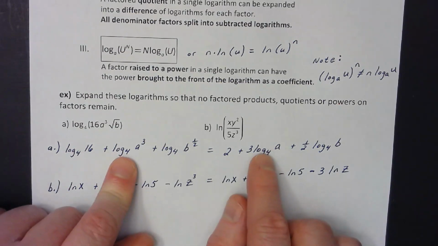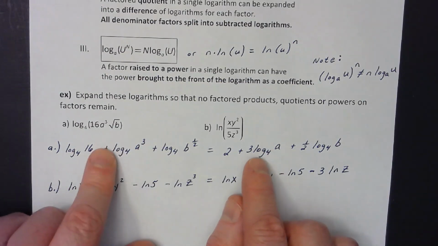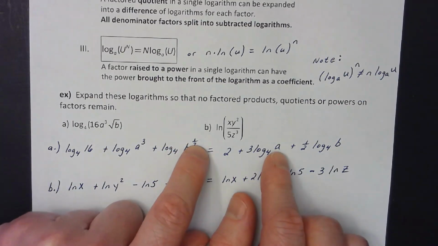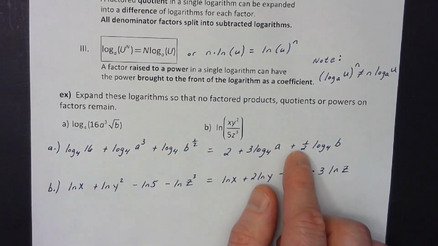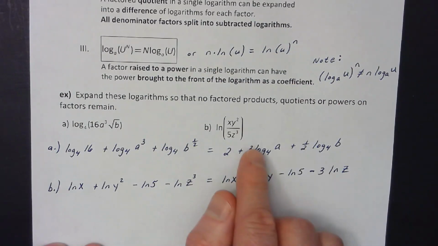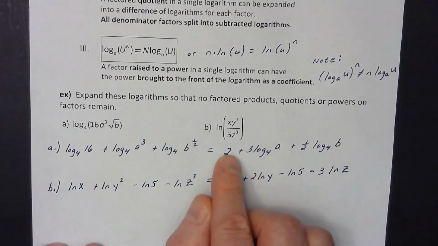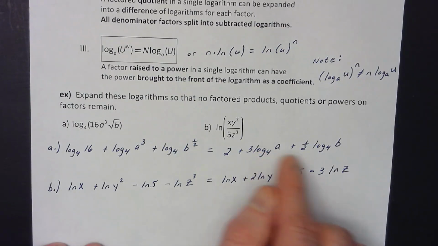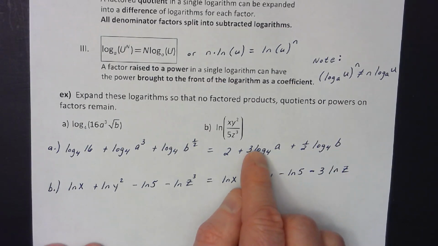The next one here, I bring the exponent 3 out in front and call that 3 log base 4 of a. And the last one, I bring that 1/2 out in front and say plus 1/2 the log base 4 of b. And notice that's the final answer, because inside these logarithms, and the first term simplified out of the logarithm, you don't have any products on the inside, you don't have any powers on the inside, you don't have any quotients on the inside. That's how I know it's fully expanded out.